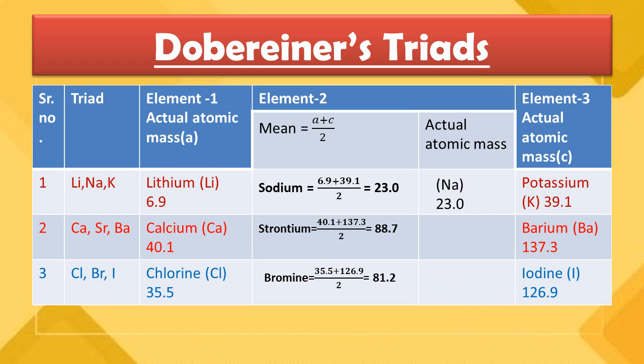Okay, so in the first example, the atomic mass of sodium is exactly equal to the mean of the atomic masses of the other two elements, it is 23. In the second, the atomic mass of strontium is equal to the mean of the atomic masses of calcium and barium. In the third, the atomic mass of bromine is equal to the mean of the atomic masses of chlorine and iodine. That means this is the actual theory of Dobereiner's triads. I hope you all have understood.